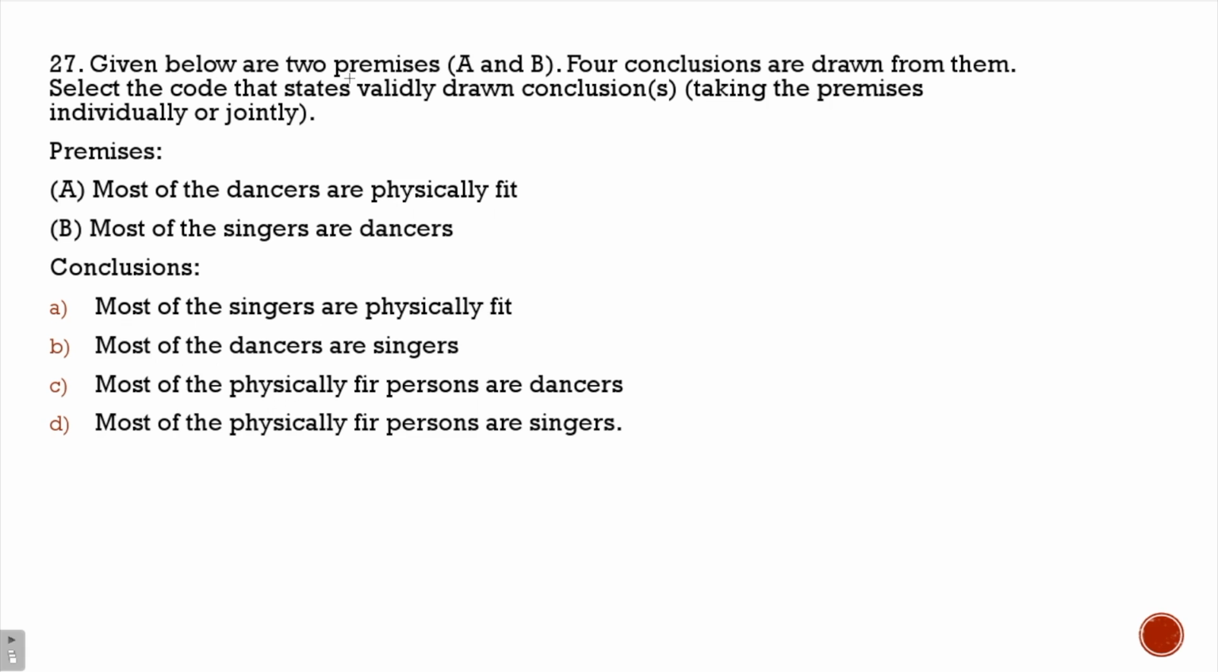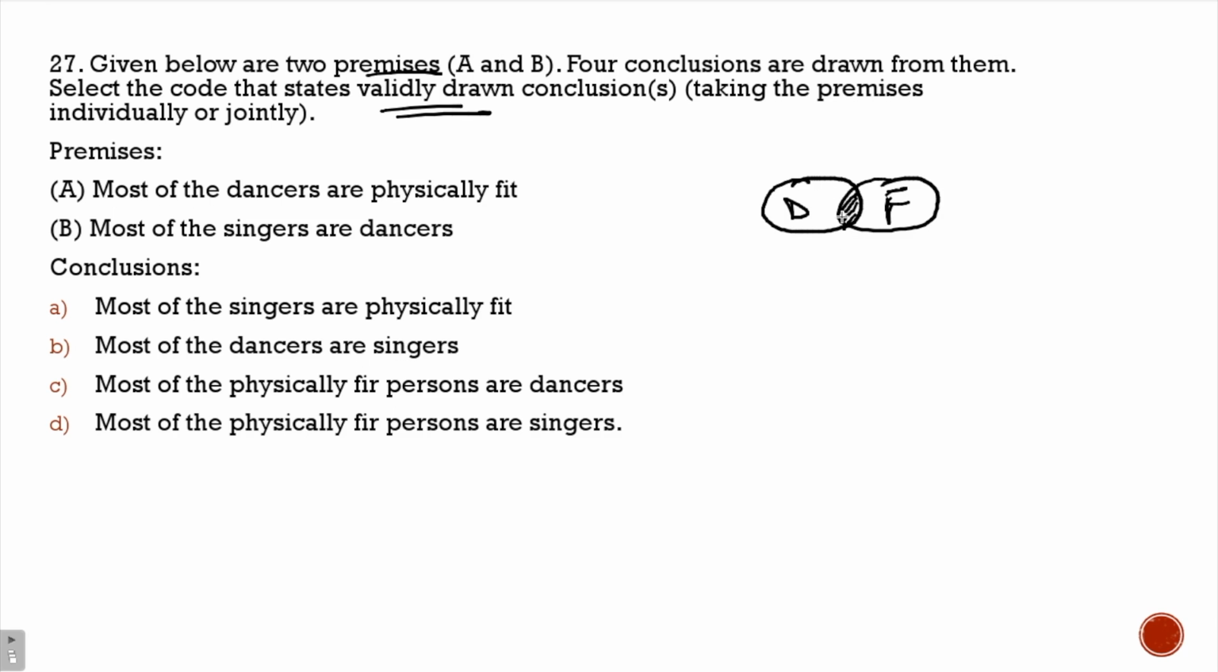Question 27. Given below are two premises, four conclusions are drawn from them. Select the code that states validly drawn conclusions. You have to find out the correct conclusions. The first one is most of the dancers are physically fit.